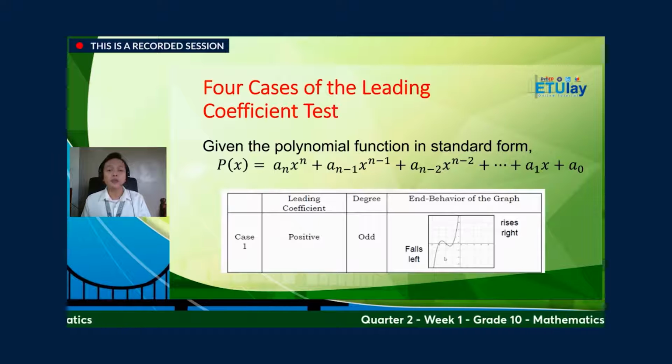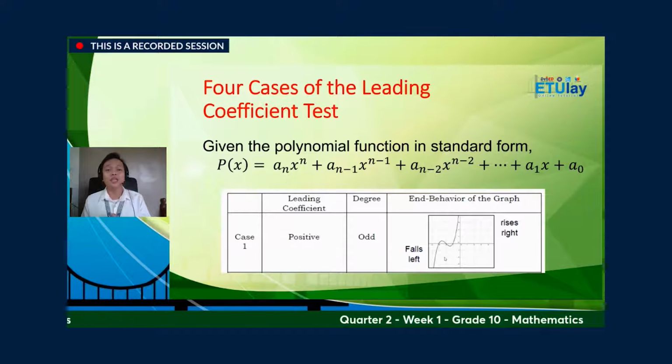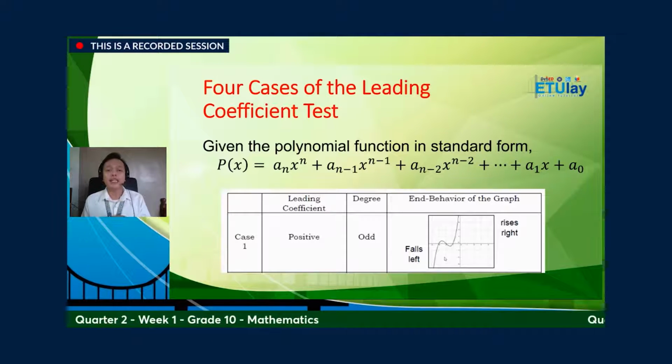the end behavior of the graph, kapag sa left, it falls. Kapag sa right, it rises. Take note of that. Case number 1, positive leading coefficient, odd yung degree of polynomial, automatic, ang end behavior of the graph, sa left tail will fall and the right tail will rise.